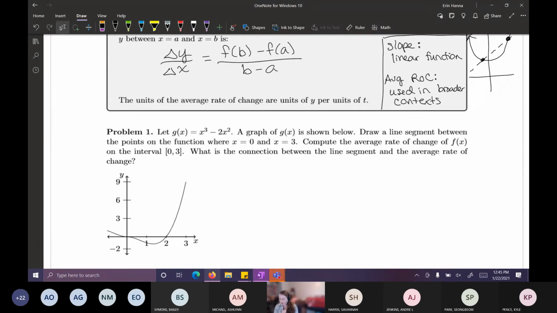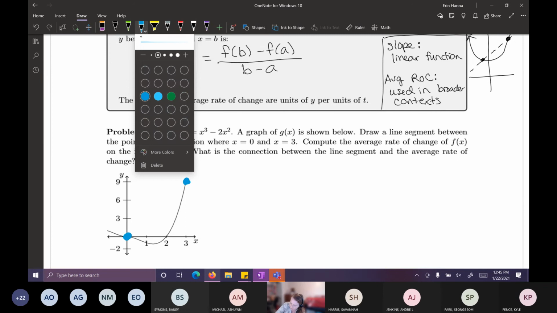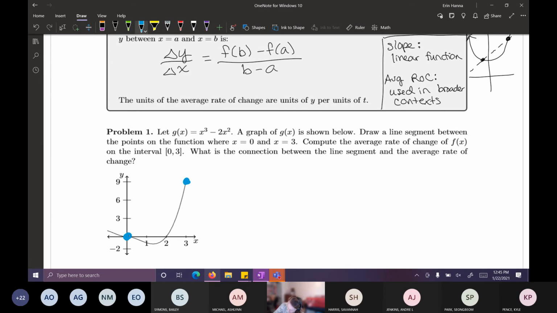We want to draw a line segment between the points on the function where x equals 0 and x equals 3. So x equals 0 would be right here. Let me do this in a different color. Blue. And then x equals 3 is kind of the very end of that graph there. Let me make this thinner. So the line between those 2 points would be right there.